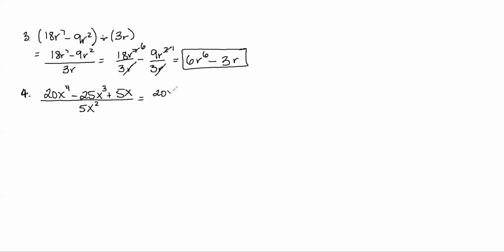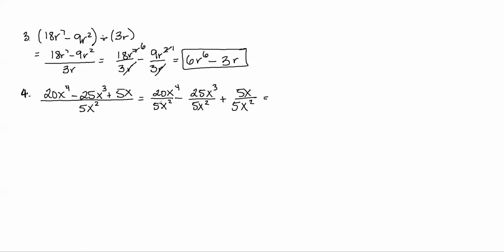20x to the 4th over 5x squared minus 25x cubed over 5x squared plus 5x over 5x squared. So if we take a look at the first couple, these first couple of terms here are normal in comparison to what we've been looking at.